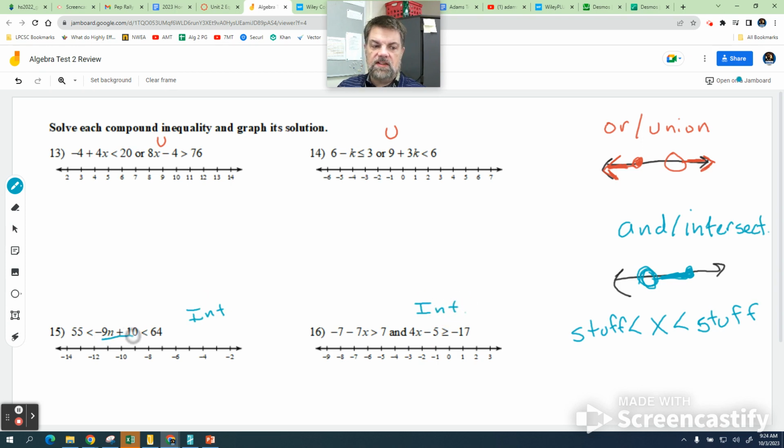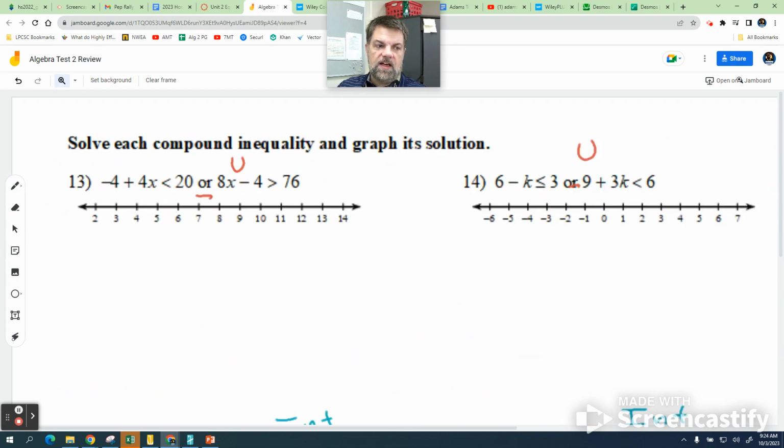Why? Because it's written like this. And you see the word and over here. You see the word or and or. So now when you see the word or, no two ways about it, you're just going to have to solve it twice, kind of, right? So not too bad. I'm going to say negative 4 plus 4x is less than 20.